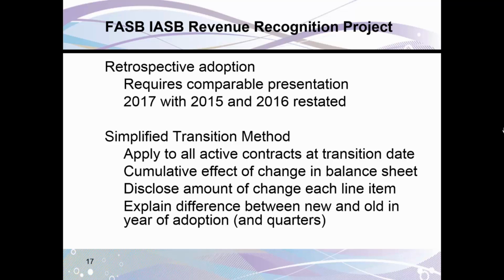So if you had any contracts that still had deferred revenue or were active that came from 2016 or a prior period, you would have to restate those contracts, do the cumulative effect on your balance sheet, and then disclose the amount of the change and each item in your balance sheet and income statement that did change.